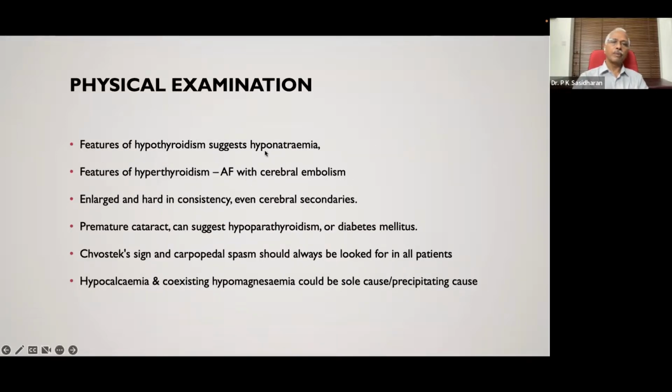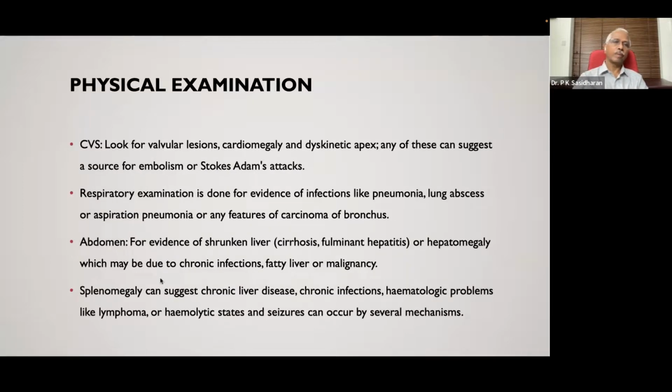Always look for features of hypothyroidism, features of hyperthyroidism. Enlarged and hard thyroid may be suggesting secondaries in the brain. Premature cataract may suggest hypoparathyroidism. They can have seizures. Or it may be due to diabetes. Chvostek sign should be looked for. Hypocalcemia and coexisting hypomagnesemia could be a sole cause or a precipitating cause of seizure in several patients.